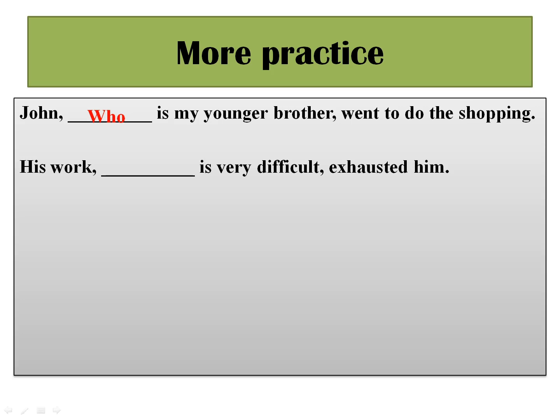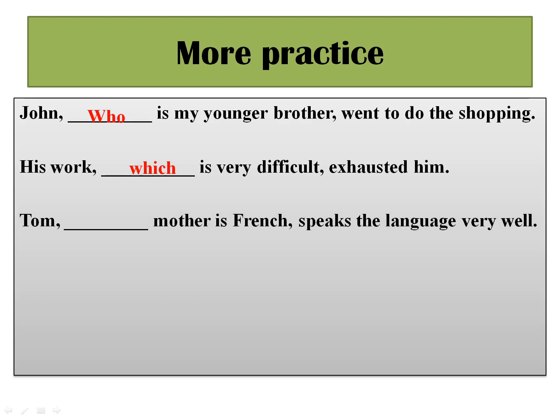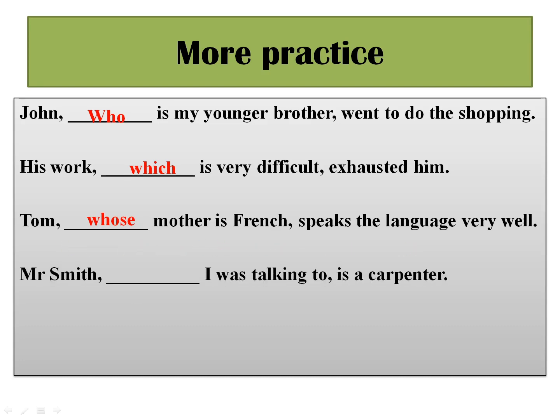Great. Second sentence. His work is very difficult, exhausted him. So pick again one from all these that you have here and take your time. So the correct one is going to be which. Great. Let's move on. Tom, mother is French, speaks the language very well. Very good. Let's look now. Which one is correct? And the correct one, whose? Tom, whose mother is French, speaks the language very well. Great, excellent job. Let's move on.